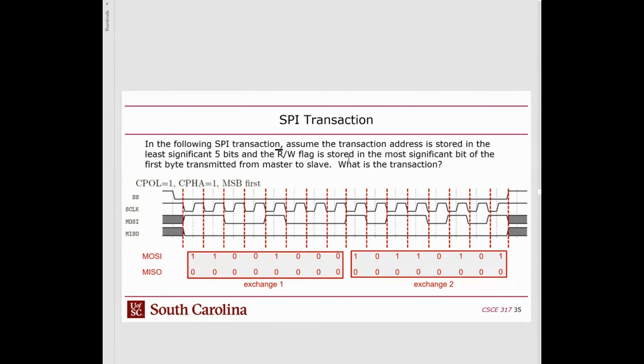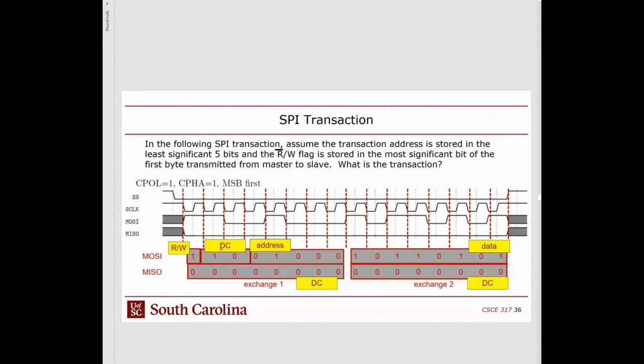So in this case, the least significant 5 bits is the address, and the read/write flag is stored in the most significant bit of the first byte. So the first bit of the first byte transmitted is the flag, in which case it's 1. You see there's 1 master to slave, and so 1 represents a write because of the way this is shown. So read would be a 0, and write would be a 1, because there's a little negation above the R. So this is a write, which makes sense because you don't see any data coming back on MISO. So there's the flag, these are don't care bits, followed by the 5-bit address, and then in the next exchange you have the data, and the data traveling in the opposite direction is a don't care.